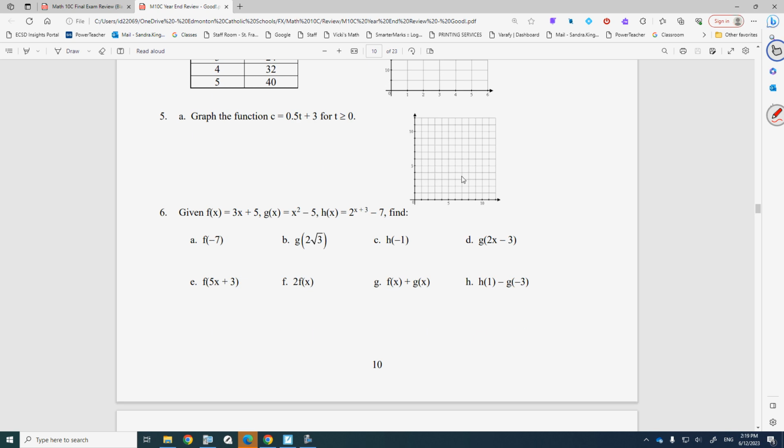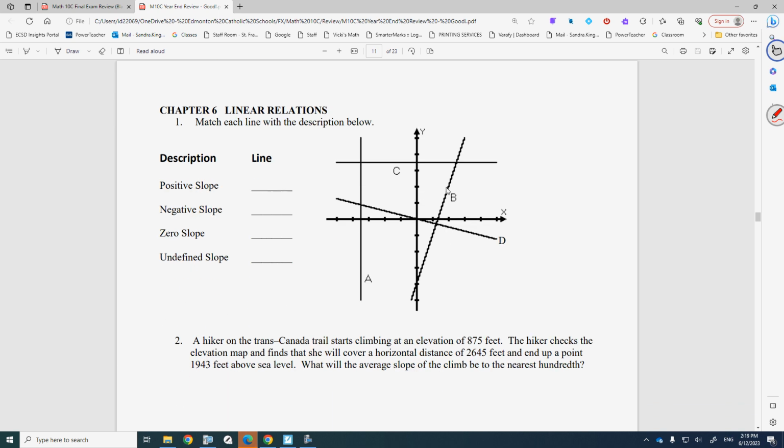For number 6, some are from 20-1 and actually 30-1. Really, the only one you could do is A. That's a 10C. Yeah, the rest are from 20-1 or 30-1. So 6A. Okay, you could do number 1.